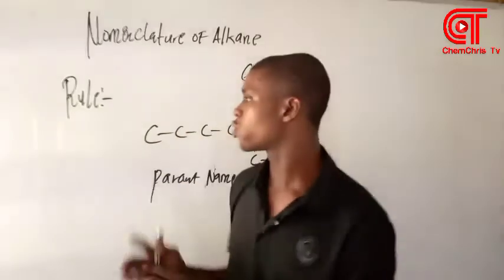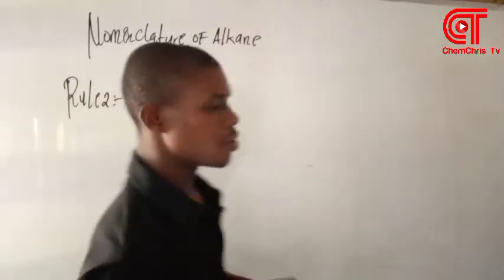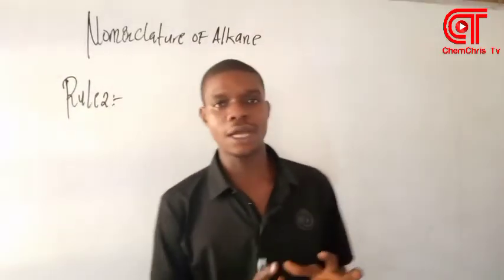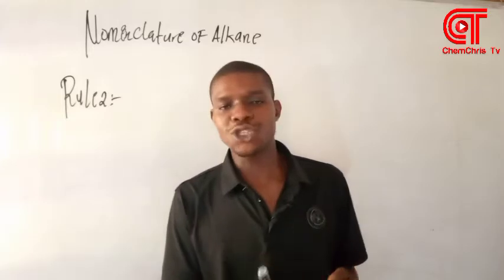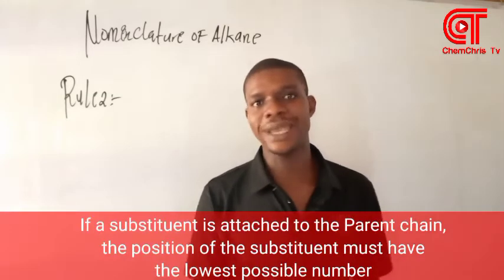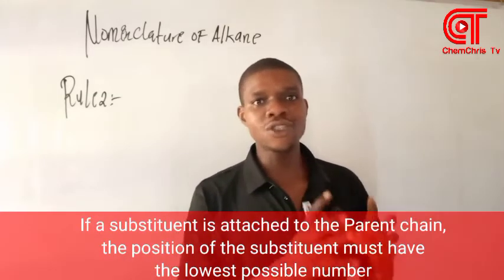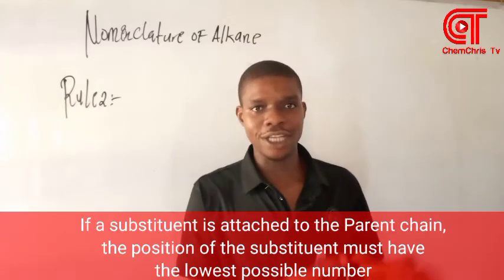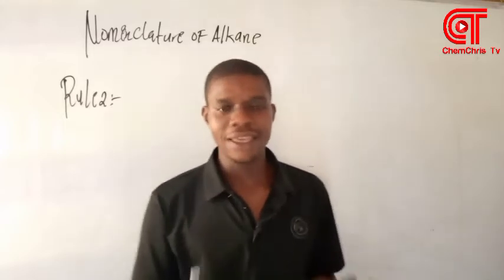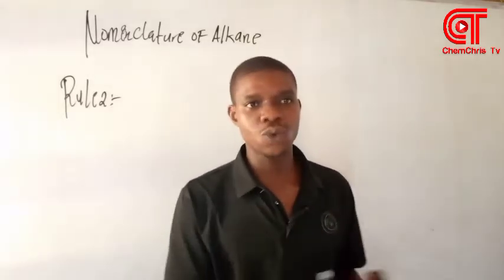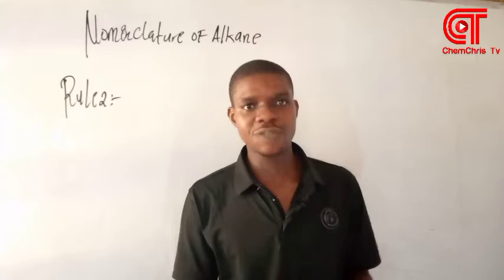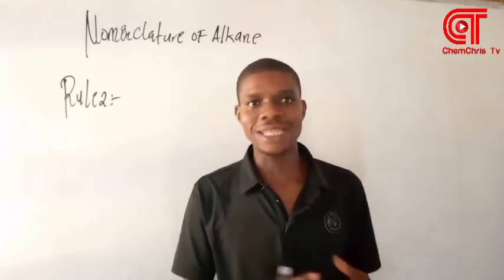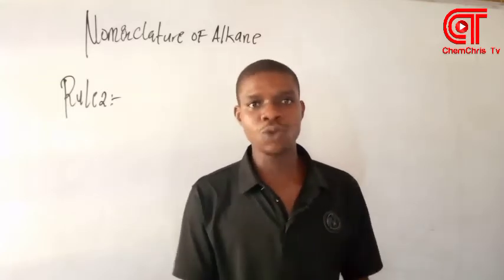Now let me move forward to rule number 2. What is rule number 2? Rule number 2 states that if a substituent is attached to the parent chain, the parent chain is numbered in a way that the substituent must have the lowest possible number. I'll say it again. If a substituent... so what do you understand by substituent? A substituent means a side chain or a side atom that is not counted among the parent chain.